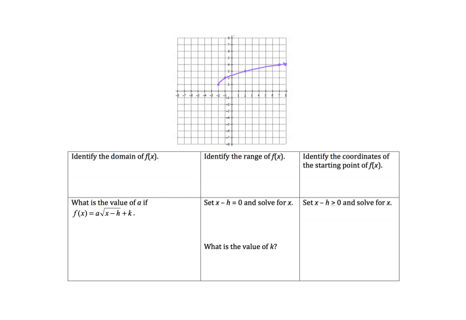Well, the domain are all the possible values of x. So if you notice from your graph, the first time you have an x value is at -2. So the domain is from -2 to positive infinity, and it includes -2. So there's my domain. My range are all the possible values for y. So my first y value from low to high is 1. So my range would be from 1 to positive infinity.